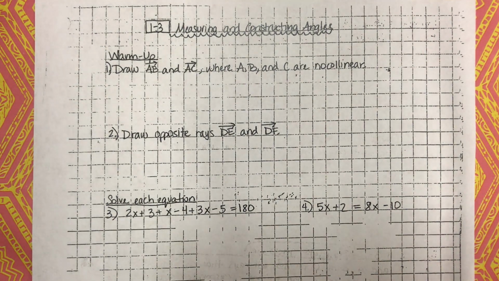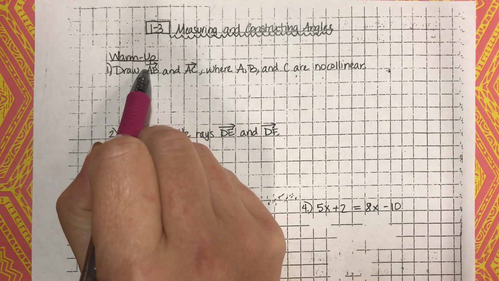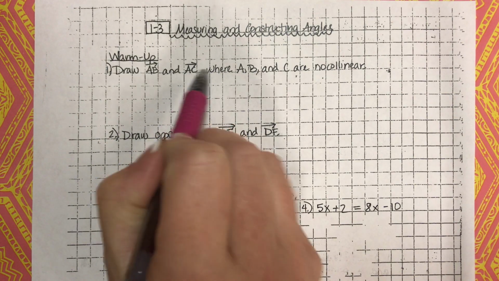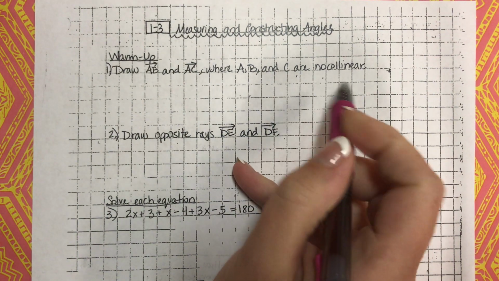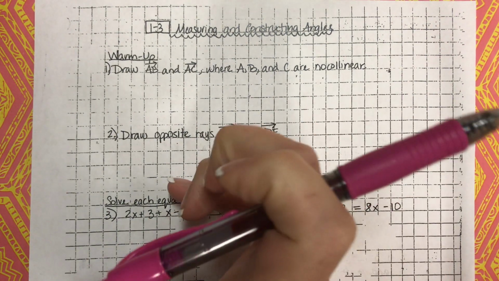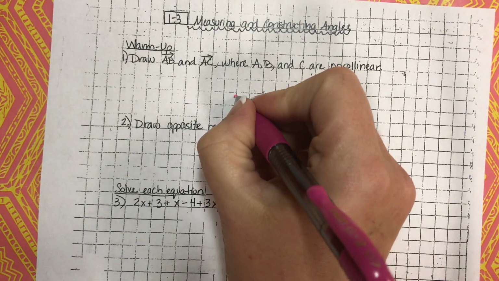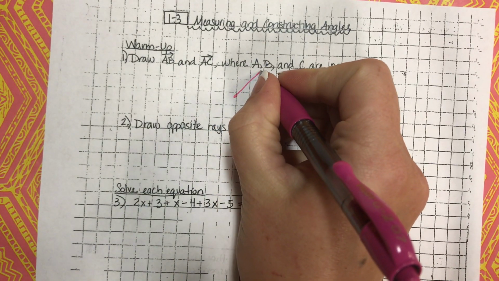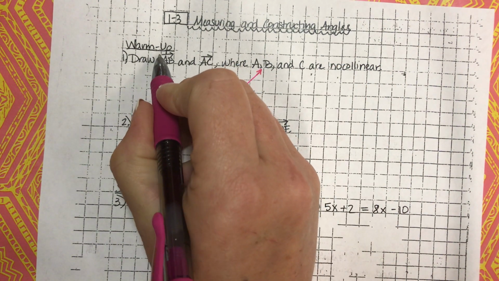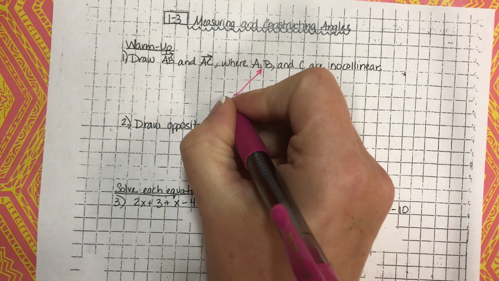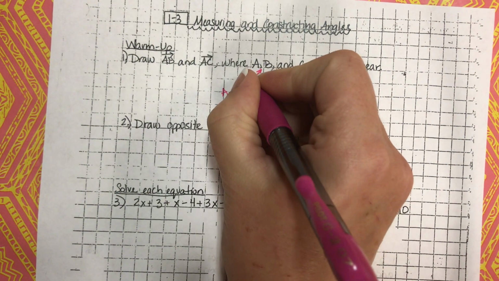All right, we're back. Let's go ahead and see how you did. So this first one says draw ray AB and ray AC, where A, B, and C are non-collinear. Remember, non-collinear means they are not in a straight line. So I'm going to draw AB right here, and you might have something a little bit different, but it's the main idea. The endpoint is right here. This is A, and it's going off in the direction of B.